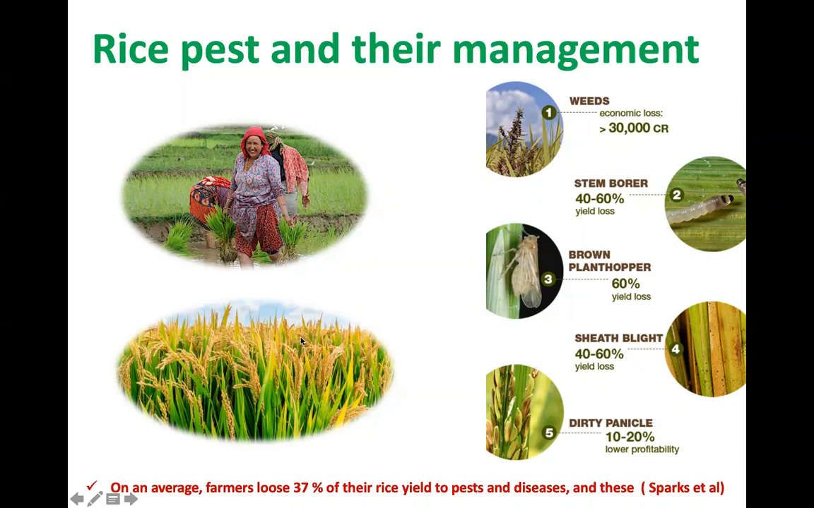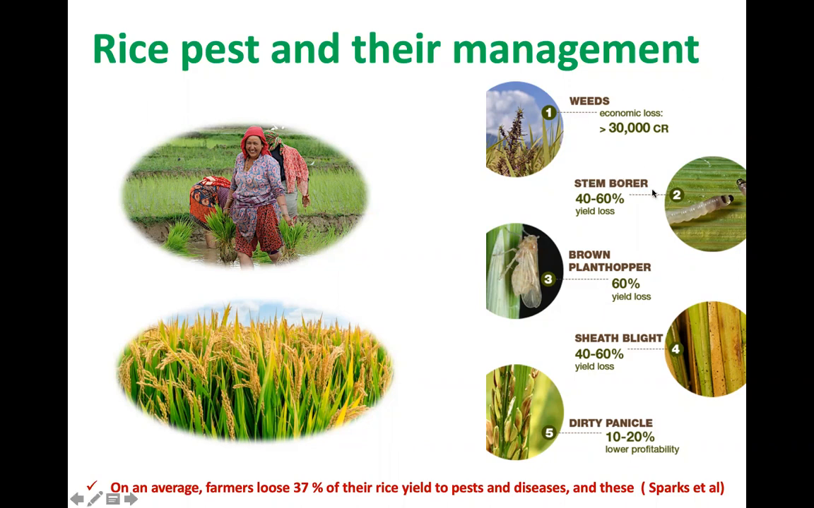So this rice crop is affected by so many pests, diseases and weeds. So we have to protect it from them. How the protection can be followed, we will discuss in our further slides. This rice crop is affected by weeds, a major component which causes economic loss of more than 30,000 crore rupees annually at a global level.